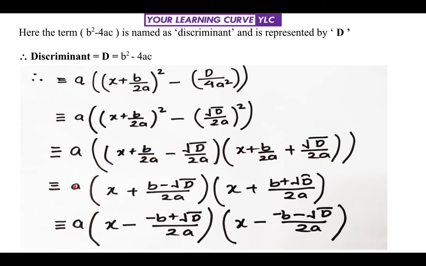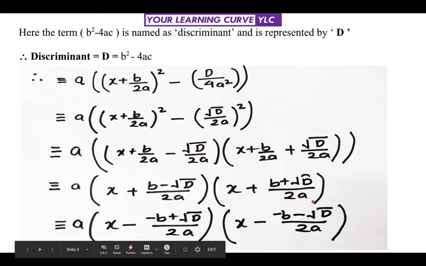Thus we take the LCM over here, we get a times x plus b minus root D upon 2a, x plus b plus root D upon 2a. Take minus sign common, we get a times x minus b plus root D upon 2a, x minus b minus root D upon 2a.